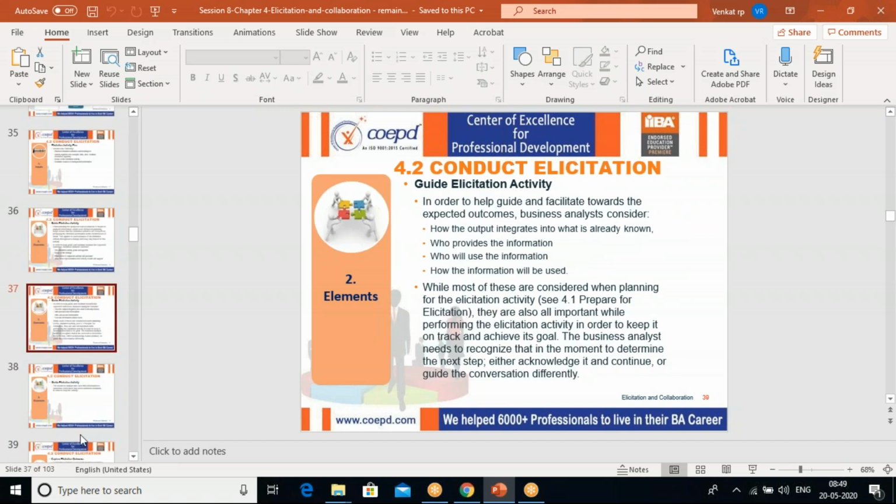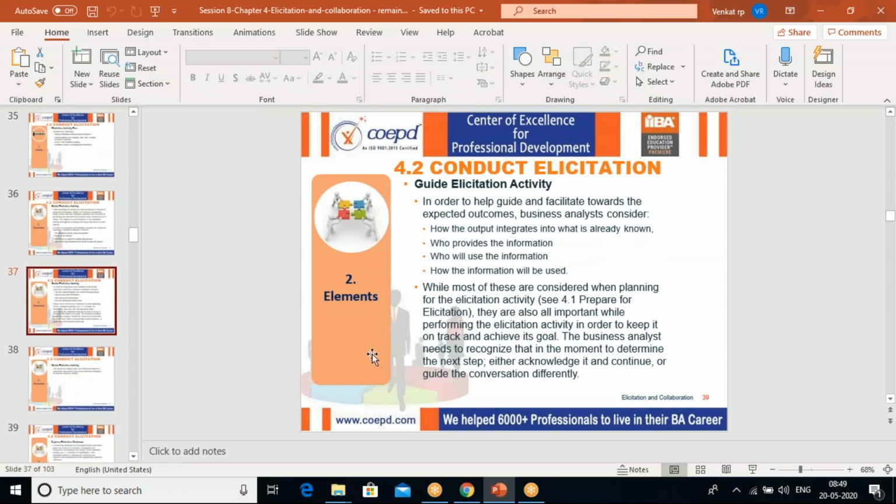In order to help guide and facilitate towards expected outcomes, business analysts should consider how the output integrates into what is already known.